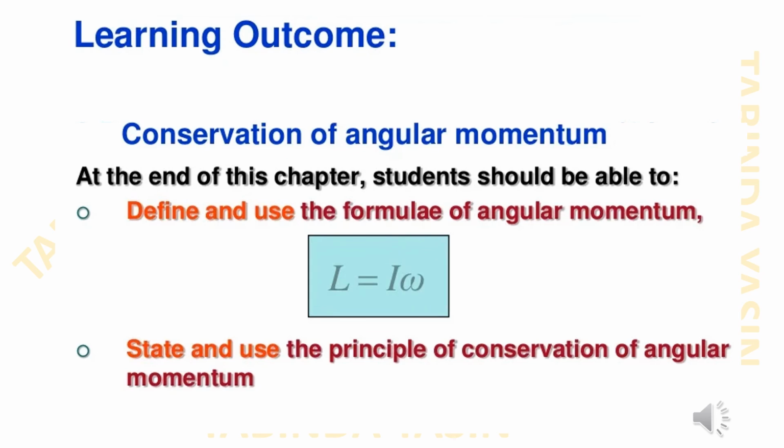Now, in the next part of the chapter, from the conservation of angular momentum, students will be able to use and define the formula of angular momentum L is equal to I omega, and state and use the principle of conservation of angular momentum.